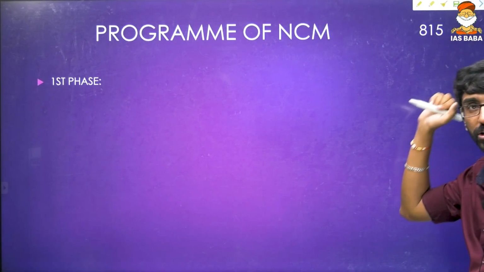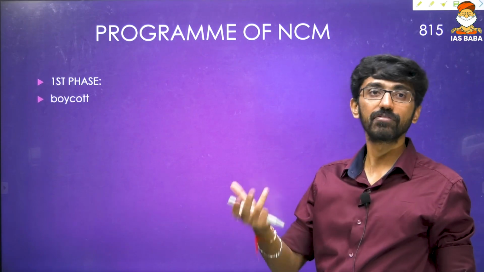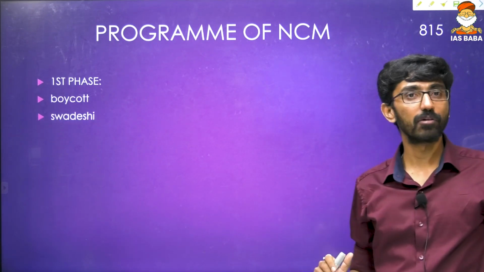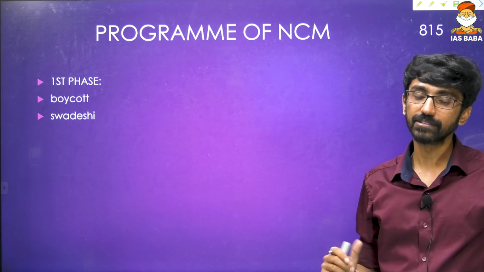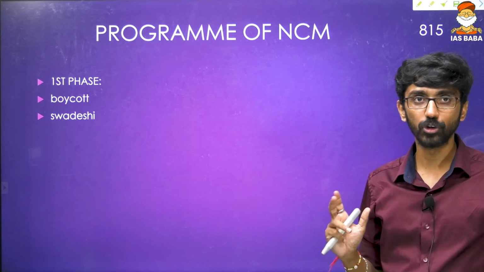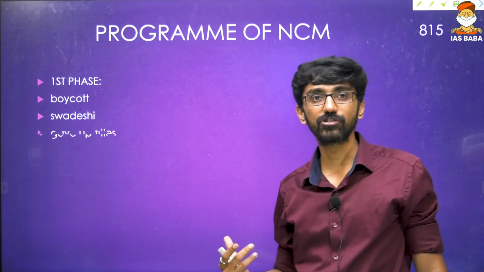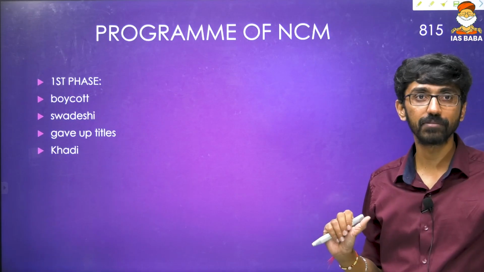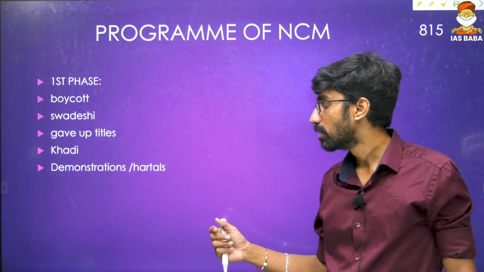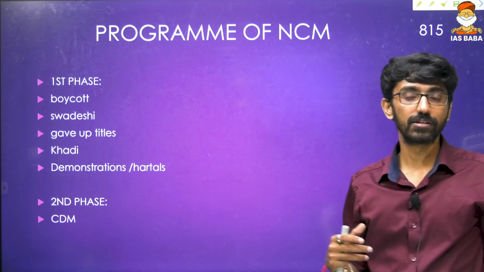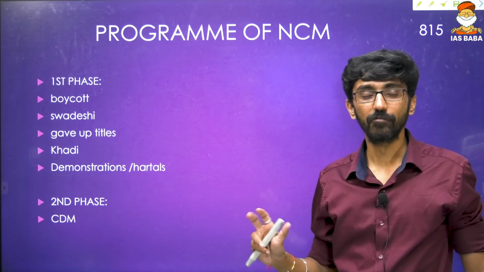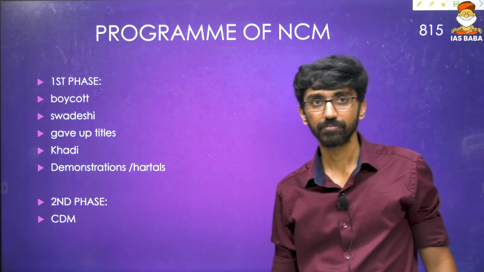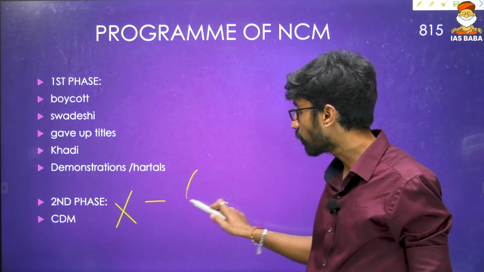And what is the program of the NCM? Gandhiji wanted to launch it in two phases: the first phase of non-cooperation, and the second phase of civil disobedience. The first phase would include boycott of British goods, boycott of British schools, colleges and services, giving up practice, giving up jobs and everything. Then focusing on Khadi and Swadeshi, and giving up all the titles and awards the British government had given. The second phase would involve civil disobedience, that is, willful violation of laws, and of course demonstrations or hartals are part of the boycott and Swadeshi itself. But the second phase was never launched because of Chauri Chaura.